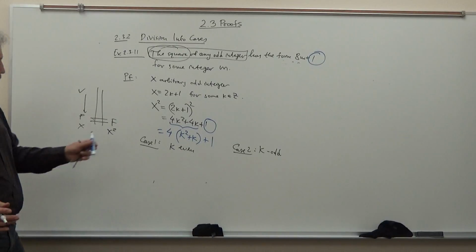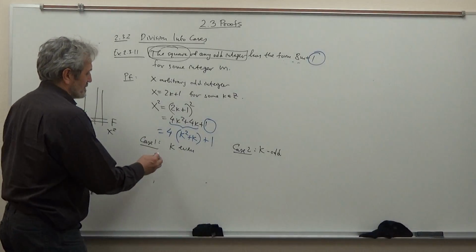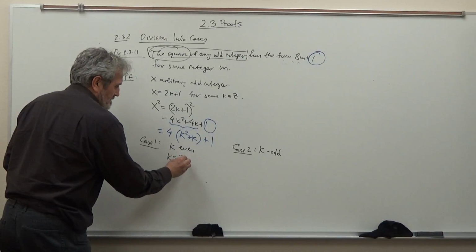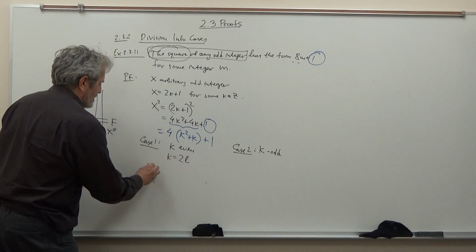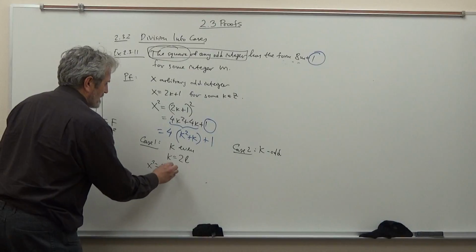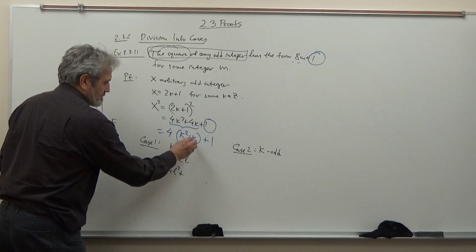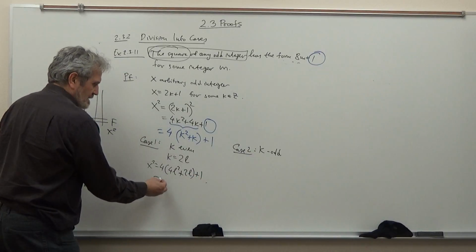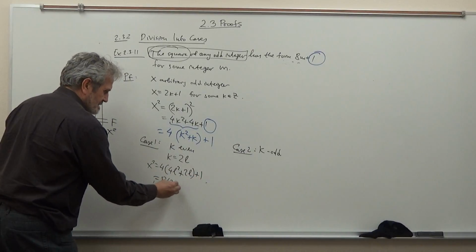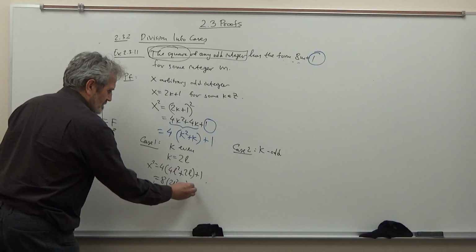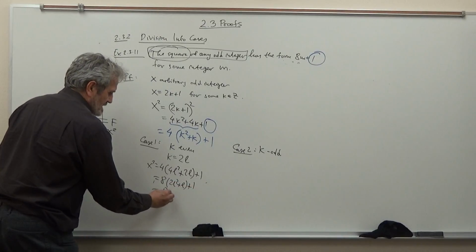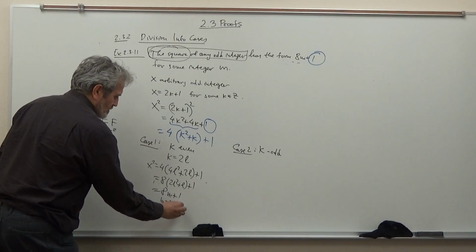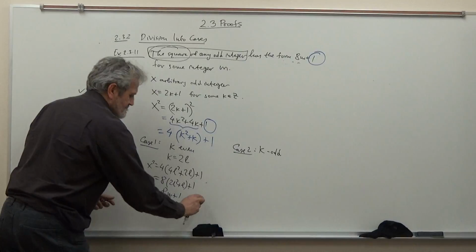And then what do we do? Well, k is even. That means that k is some number 2l. So our x squared will be 4 times 4l squared, I plug it in, plus 2l plus 1. I can factor another 2 and get 8 times 2l squared plus l, plus 1, which is 8m plus 1, where m is obviously 2l squared plus l. So this is checked. That's good.